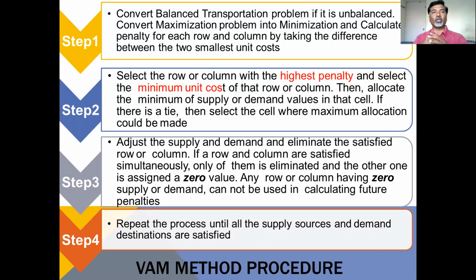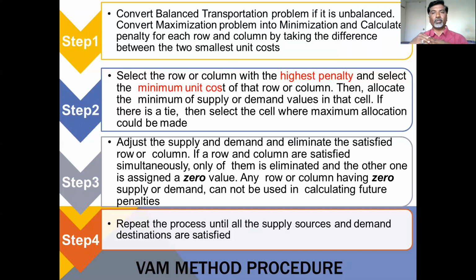Then you have to convert the maximization problem into a minimization problem. To convert a maximization transportation problem into a minimization transportation problem, you have to identify all the cost values of that particular transportation problem, and from those cost values, identify the maximum cost value. And from that maximum value, we have to subtract all the remaining cost values of that cost matrix or transportation matrix. Once you do this, your maximization problem is converted into a minimization problem. And then you have to solve.